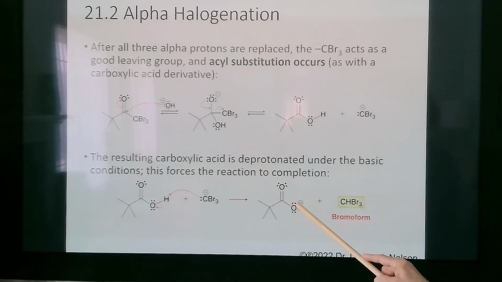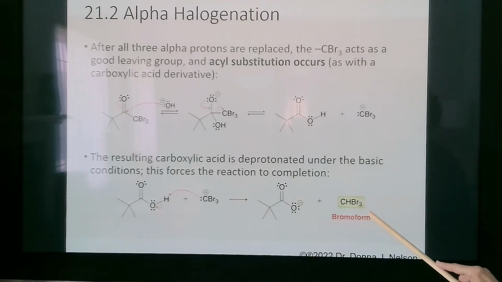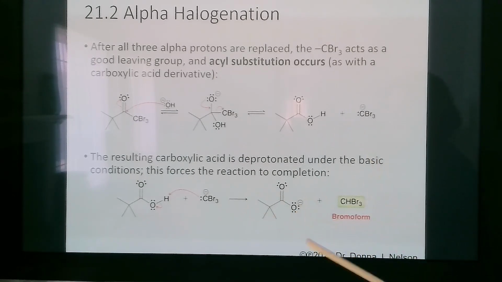And so you have the carboxylate formed. And so if the solution is neutralized with a little bit of acid, you can regenerate the carboxylic acid. This is bromoform that you have generated. You're going to be very familiar with chloroform, CHCl3, and similarly, you could generate iodoform, CHI3, in this sort of a reaction.